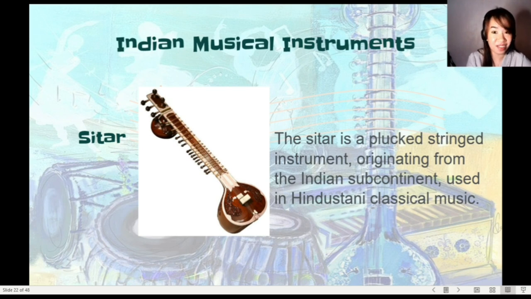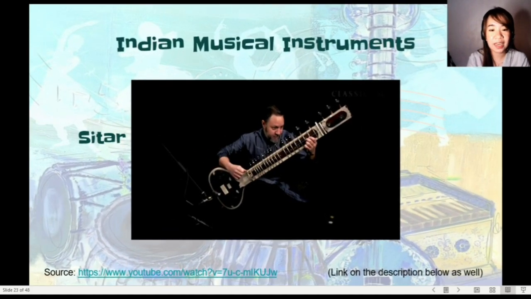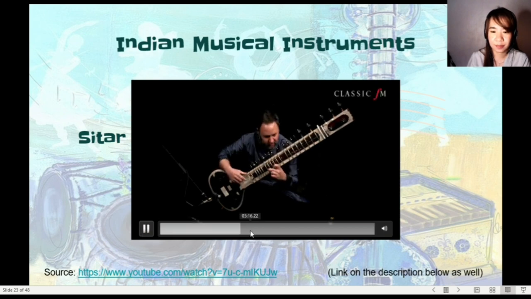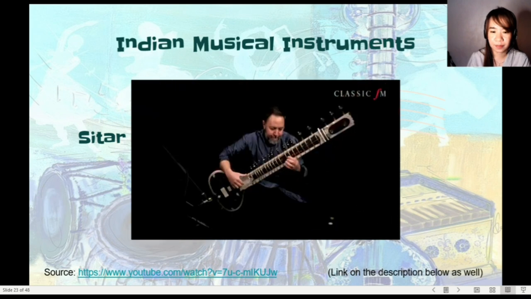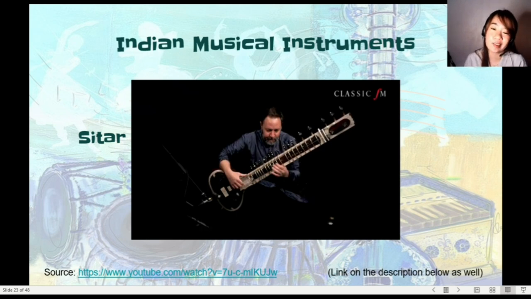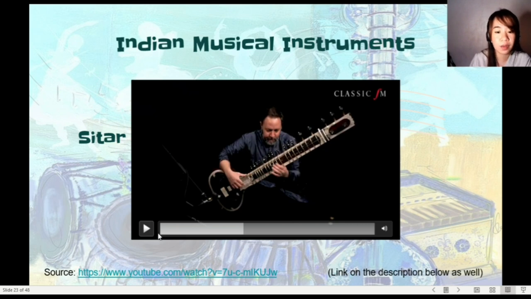Sitar is a chordophone instrument. The sitar is a plucked string instrument originating from the Indian subcontinent, used in Hindustani classical music. Let's listen to that. So that's how you play sitar. It's like a guitar, using the strings to produce sound and then plucked through your fingers.